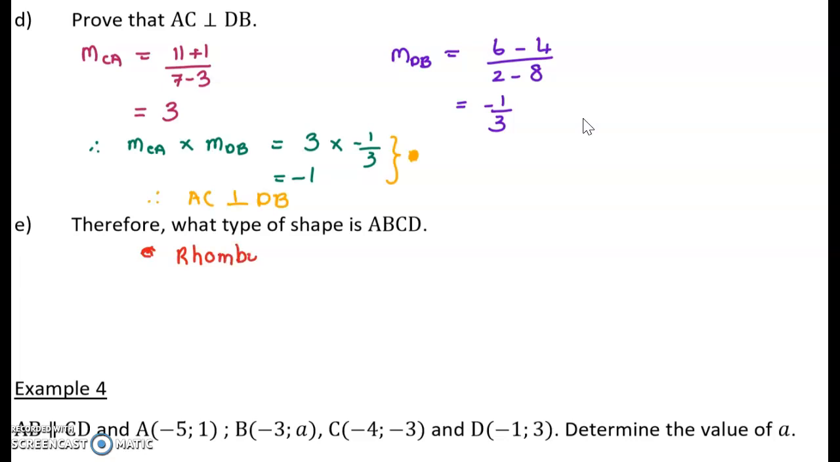How do I know it's a rhombus? They come and my diagonals, they bisect. So you can say intersect, but technically.